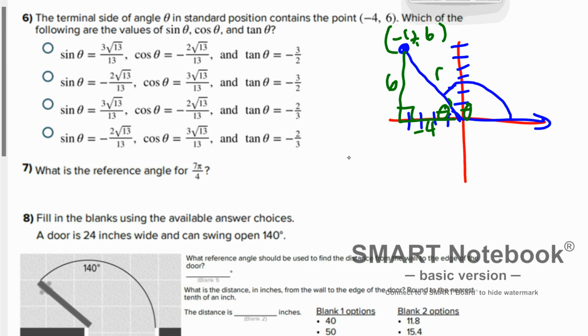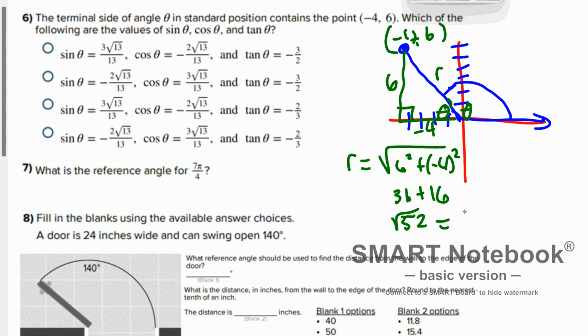So I can find that by taking the square root of my y squared plus my x squared, right? a squared plus b squared equals c squared. Don't worry about that negative, because when we square it, it's going to be positive 16. That's 36. So we get what? 52, and that would reduce down to what? 2 root 13. Yeah, 2 root 13. Okay, so I might want to keep it as root 52 when I'm simplifying.